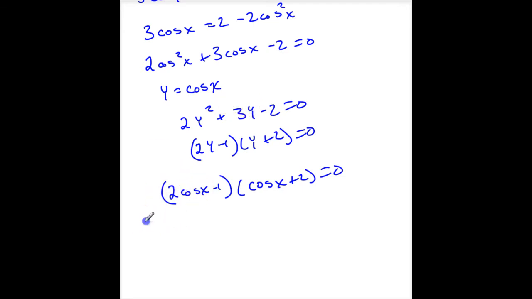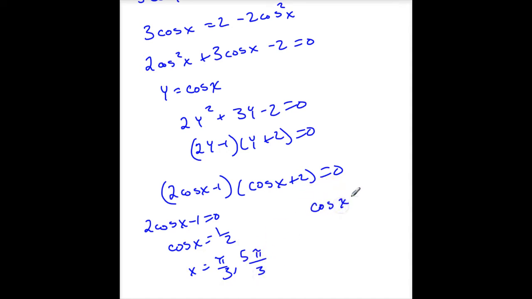All right, so when is 2 cosine x minus 1 equal to 0? Well, that's when cosine of x is 1/2. So this is when x is pi over 3 and 5 pi over 3. Remember, we're restricting ourselves to 0 to 2 pi. Now, when is cosine x plus 2 equal to 0? And the answer is never. There is no solution here. So this is my only answer.